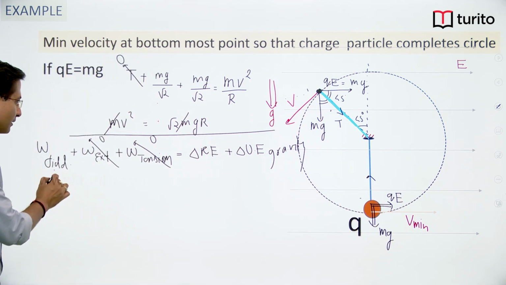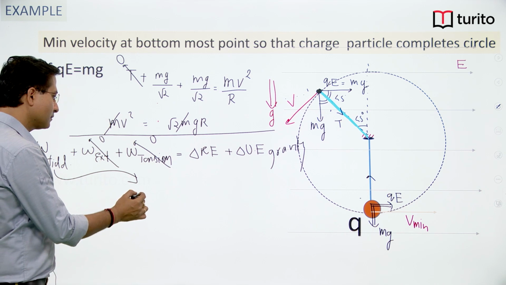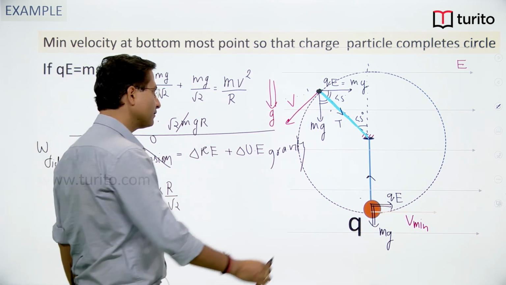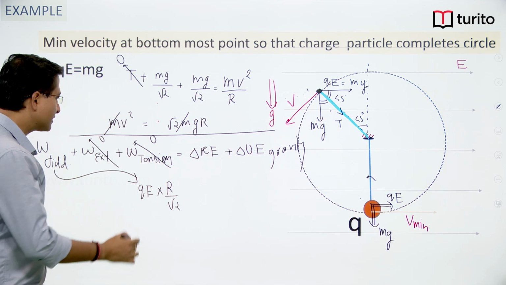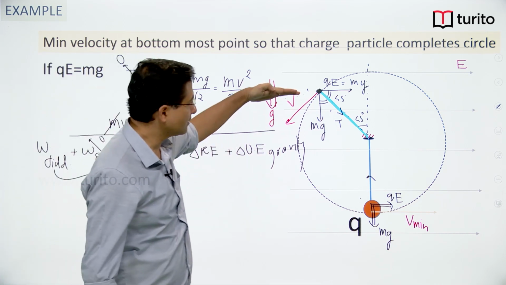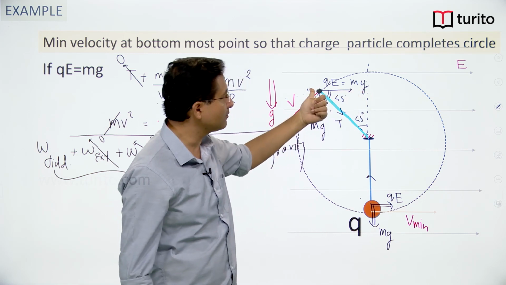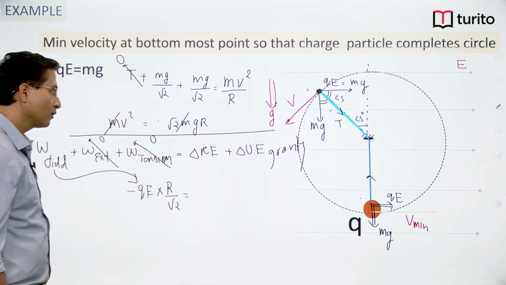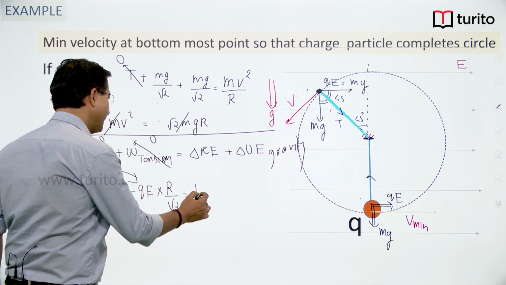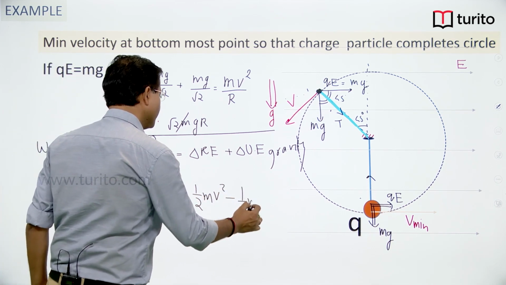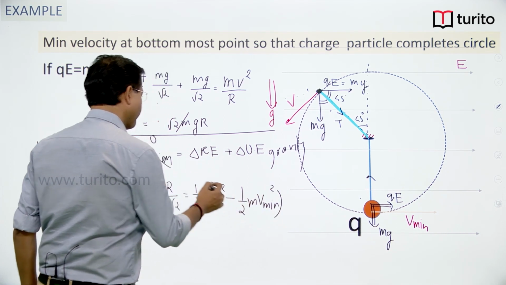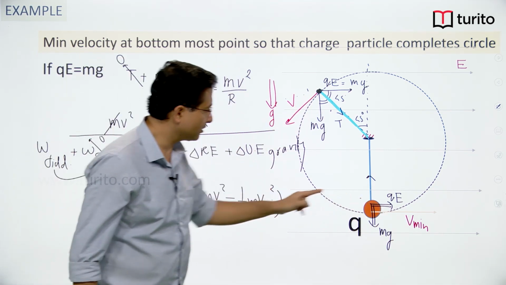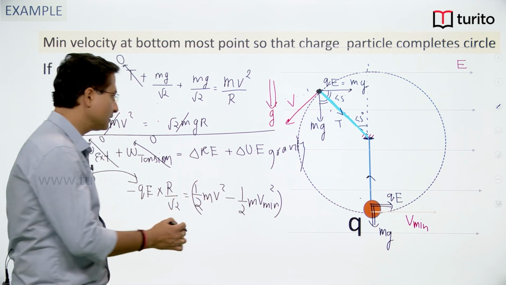So work done by field, this I am writing, field is q into E, displacement is r by root 2, angle is 45, r by root 2 with minus sign, because force is in this direction, displacement at this time up to this time is in this direction, so minus sign, right, is equal to change in kinetic energy, final minus initial, half m v square minus half m v min square, final minus initial, plus change in gravitational potential energy, again final minus initial.